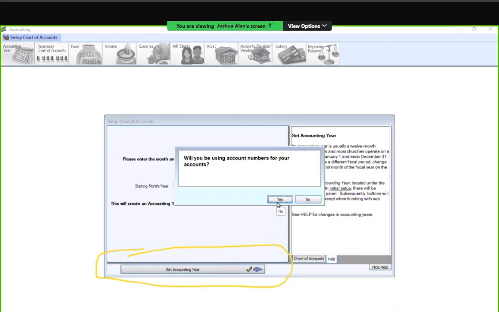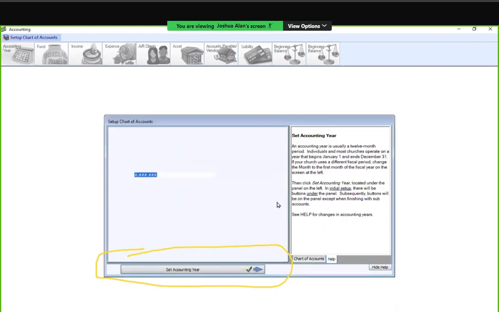So it now says, will you be using account numbers for your chart of accounts? Our recommendation, folks, is absolutely yes to this question, okay? I work with people or churches that don't use account numbers, and honestly, folks, it's really, really difficult if account names are not identified correctly to know what type of an account we're working with. When I'm working with account numbers in a chart of accounts, if I look at that account number, I know exactly the type of an account that we're working with. So we're going to click yes on that, okay?